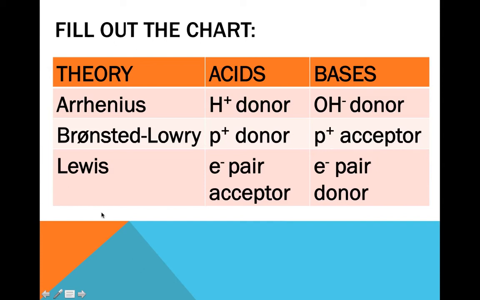And then Lewis came along and said, all of these are true, but anything that accepts an electron pair is going to be an acid, and anything that donates an electron pair is a base. So those are the three theories. And then on Monday, we're going to talk about applying that, looking at a formula and picking out whether this is an Arrhenius acid or a Bronsted-Lowry acid.